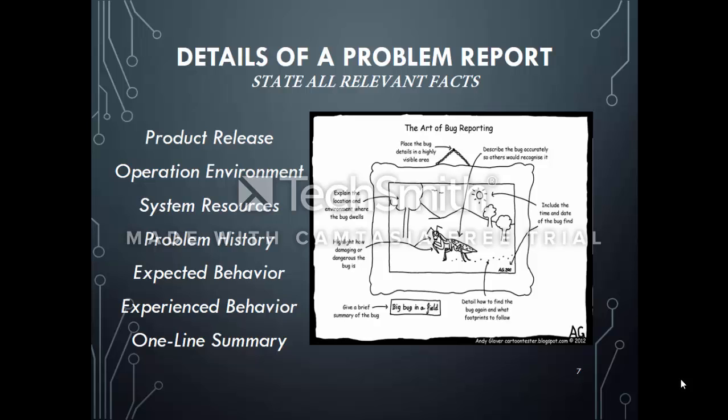To standardize how we report problems, and to make it easier on developers, we put the details of a problem in a problem report, otherwise known as a change request or a bug report. In that report, we have one overall goal, and that's to state all the relevant facts about the problem so the developer can reproduce it. To do that, we'd want these specific items in the report: the product release, the operating environment, the system resources, problem history, the expected behavior versus the experienced behavior, and a one-line summary.